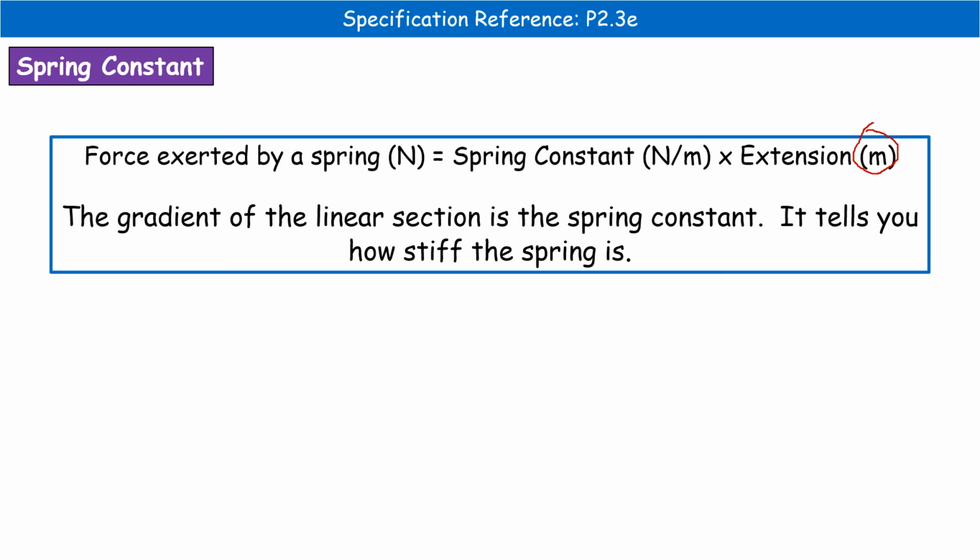So nice and straightforward. If they want you to work this out from the graph, then all you need to do is work out the gradient of that linear section. So just draw your little triangle on the graph and then obviously divide to get the gradient of the line.